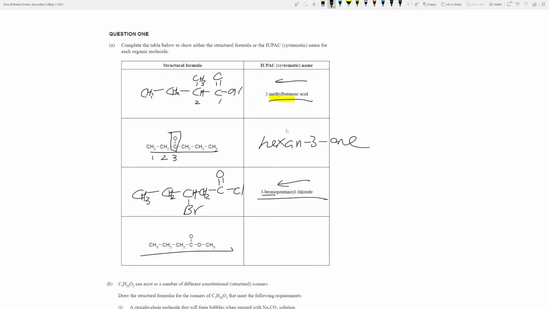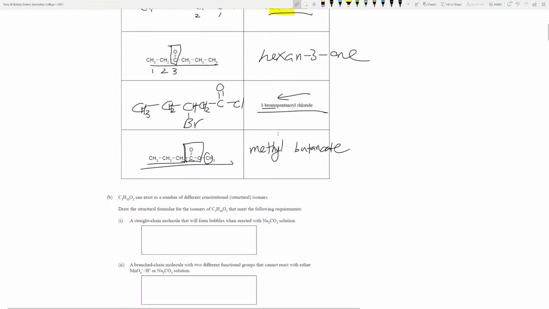Now this is an ester, COO, so this is the carboxylic acid side with 4 carbons, and this is the alcohol side, so this is methyl butanoate. Okay, all right, next one.